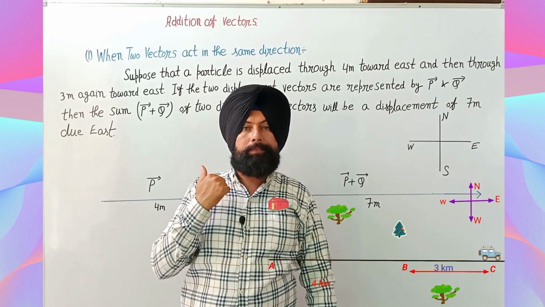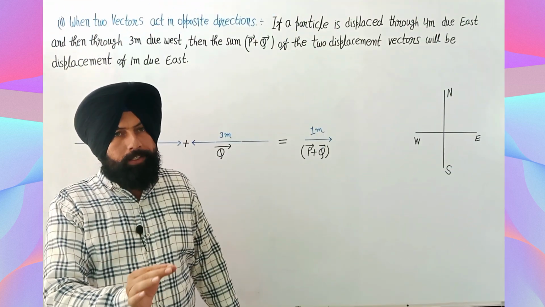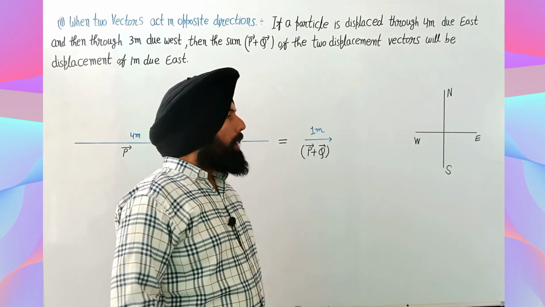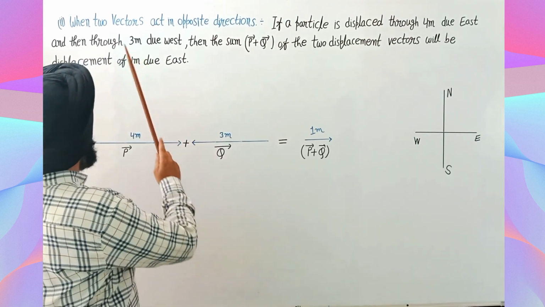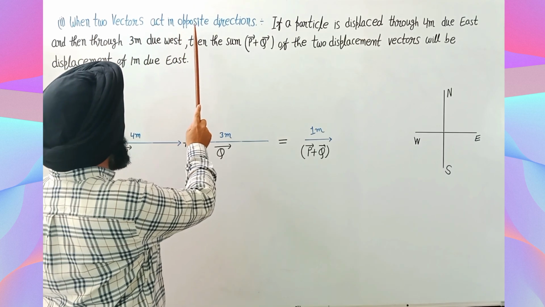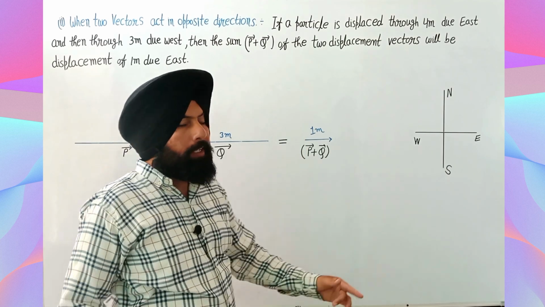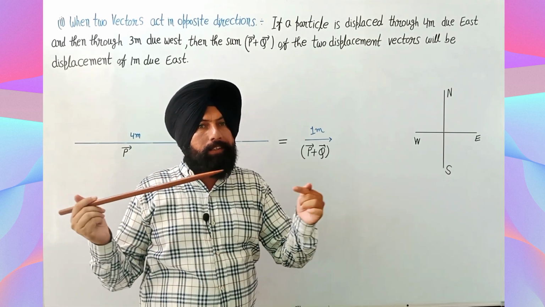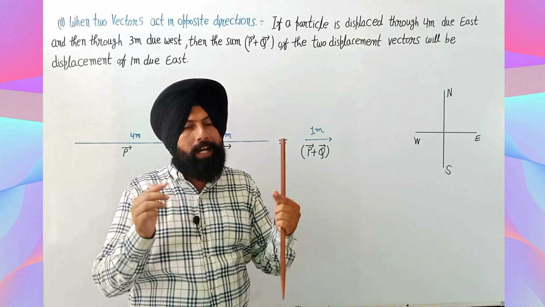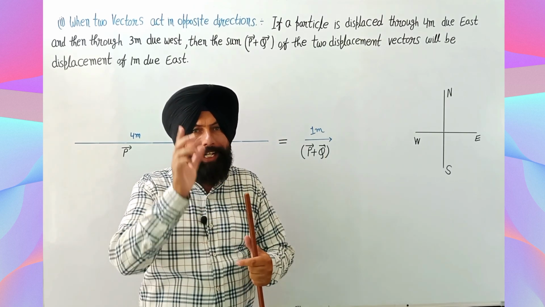Now let us proceed further and discuss second example. Now students, we will discuss second example. In the second example, when two vectors act in opposite directions, means their directions are opposite. Both the vectors act opposite to each other.